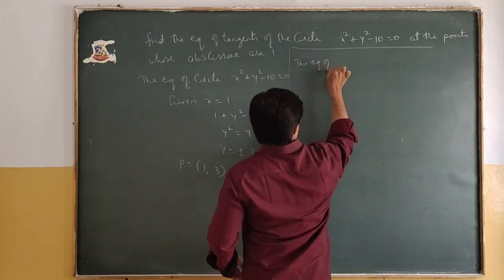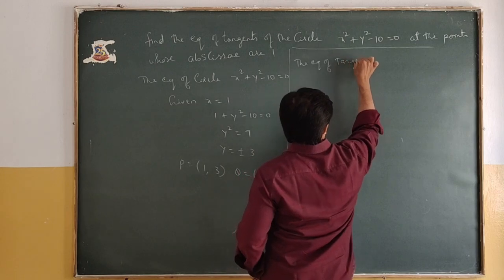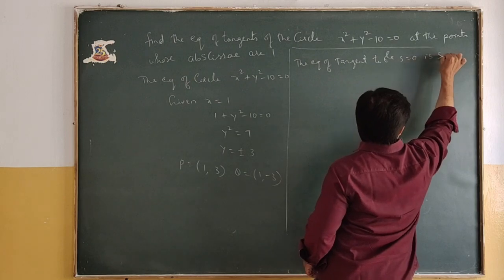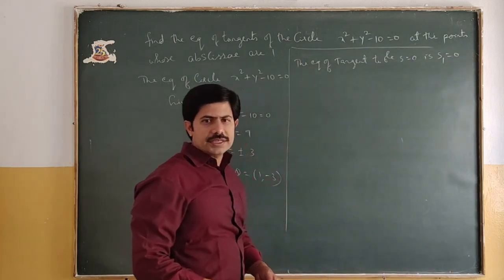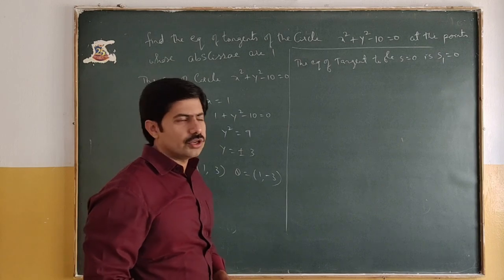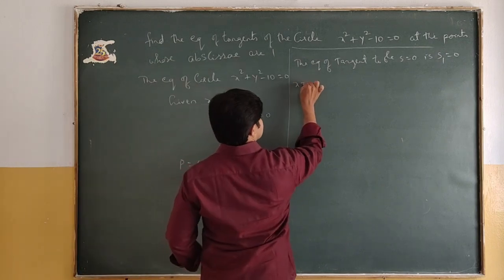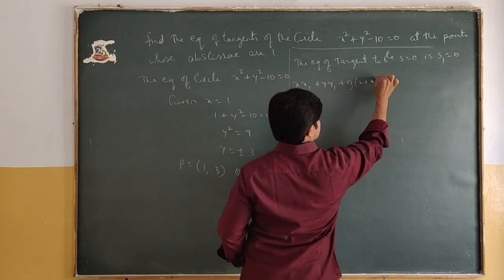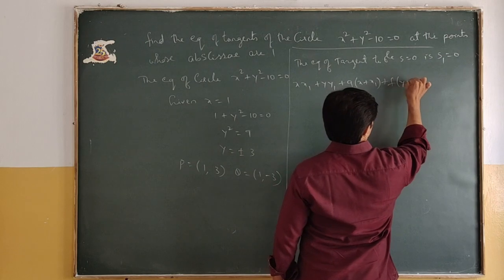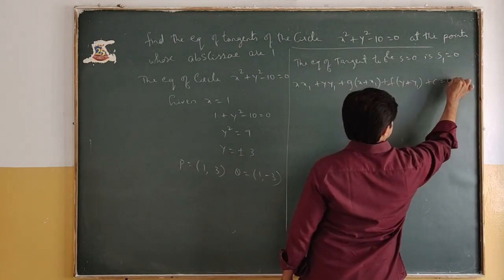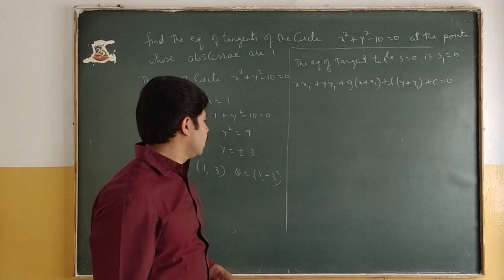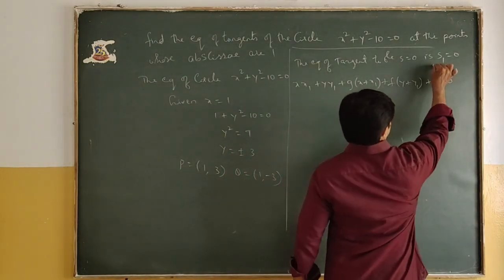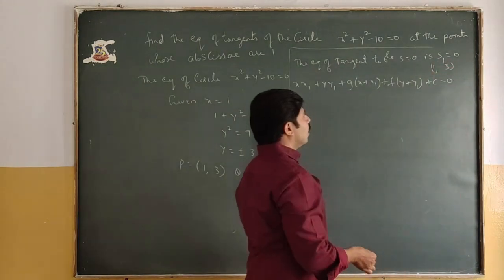The equation of tangent to the circle S is equal to 0 at (x1, y1) is S1 is equal to 0. Now we write the notation of S1. It is xx1 plus yy1 plus g into (x plus x1) plus f into (y plus y1) plus c is equal to 0. Now what is the point we are taking? 1 comma 3. So I will note it down here. It is (1, 3). Okay, so now we will substitute.